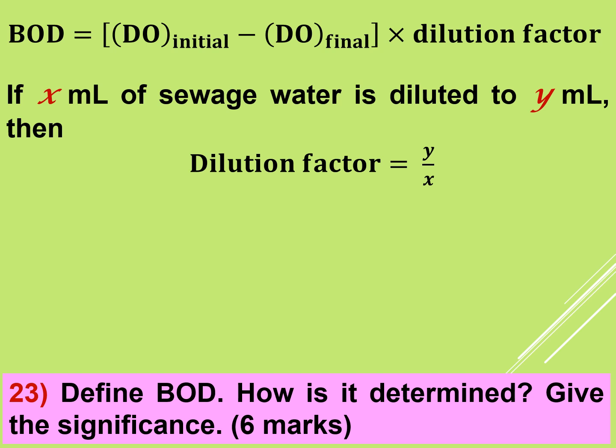Define BOD, how is it determined? Give the significance. This is a question which is asked for the university examination. So define how it is determined, give the significance of BOD. BOD is directly proportional to biodegradable organic matter, that is the significance.